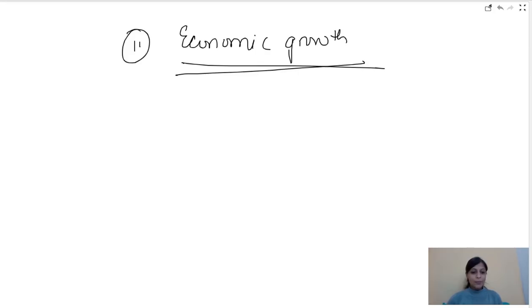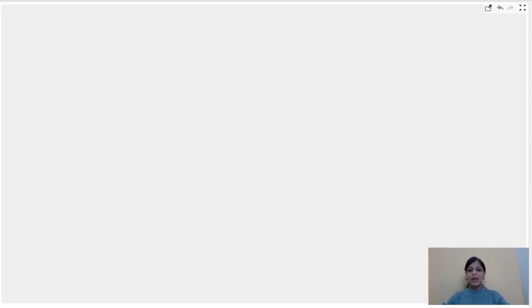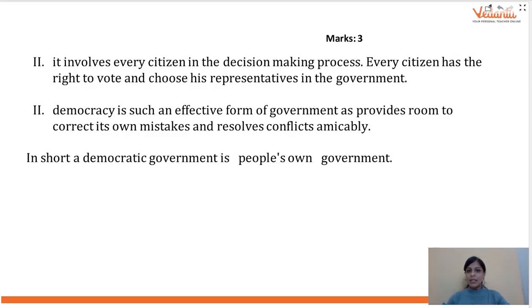So here you go. It enhances the dignity of an individual, because every person is given equal treatment. Then it involves them in decision making. Please underline these points: dignity, and decision making. It's effective because it provides room to correct mistakes. Again, you can underline this. And it's people's own government, which I told you about earlier.